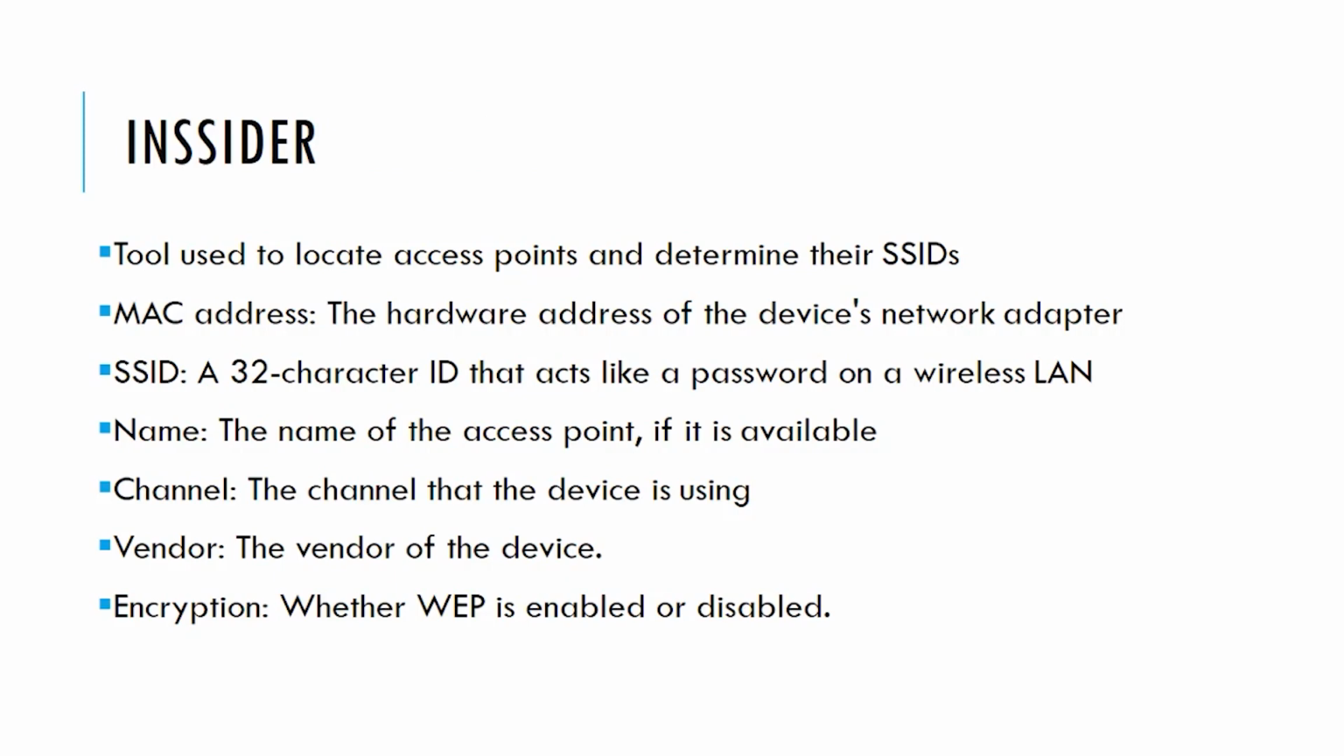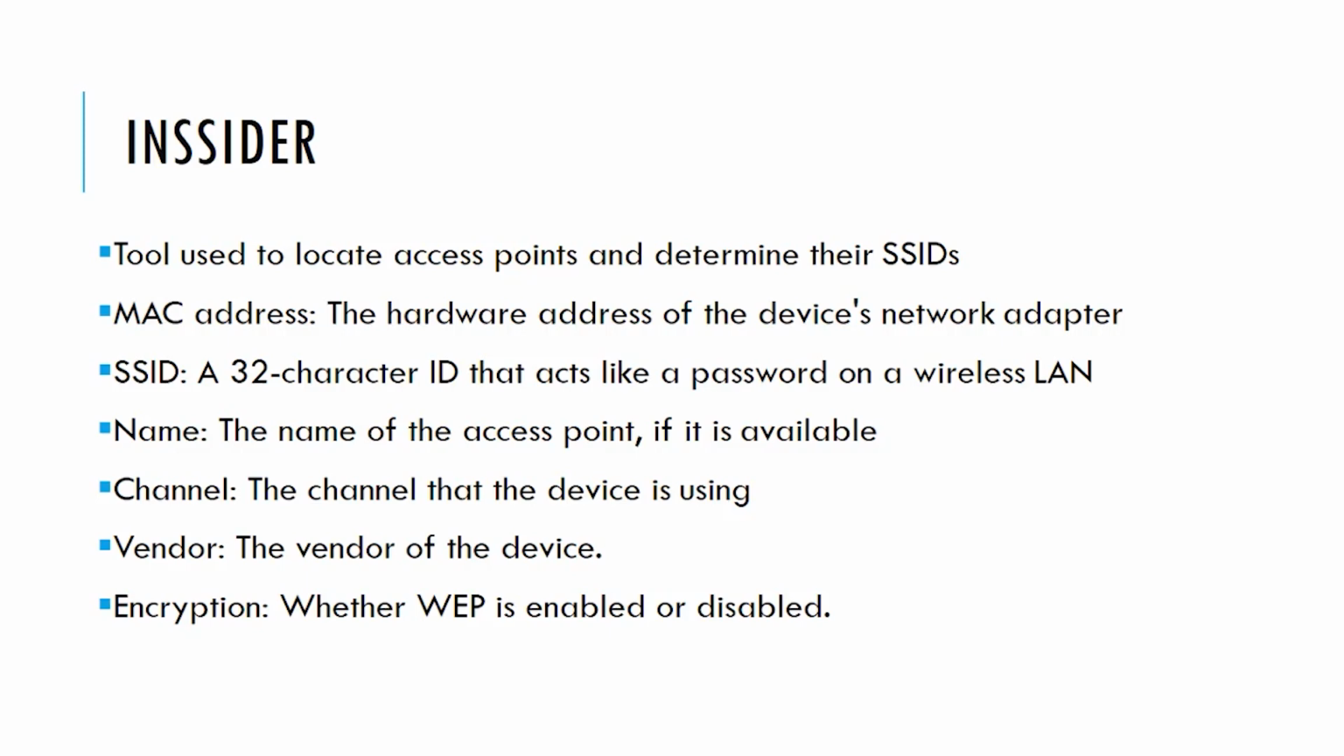It shows me on its screen their SSIDs, even if they are hidden, so it shows the SSIDs both broadcasted and hidden. It also shows the MAC address of the access point itself, which is the hardware address of the device's network adapter. It shows the SSID, a 32-character ID that acts like a password on a wireless LAN if it is hidden, and the name of the access point if it is available, I mean if it is set.